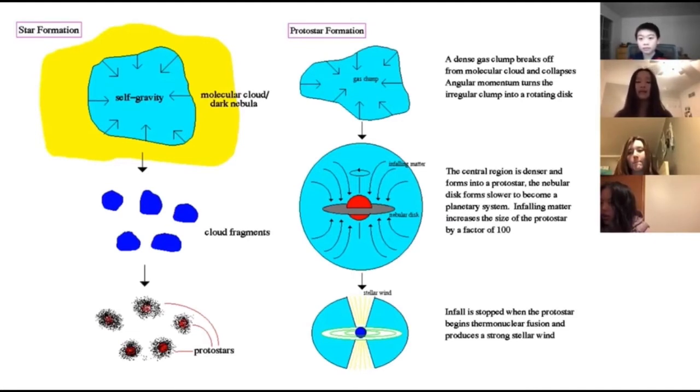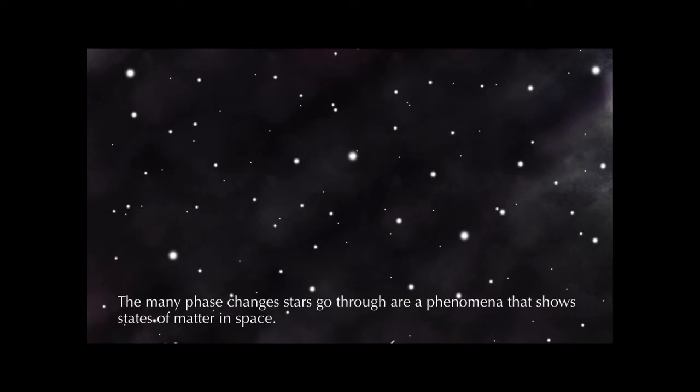Scientists say that other matter inside nebulae can create planets, moons, maybe even entire solar systems, turning a gas into a solid. This phase change of gases to plasmas and solids is an example of states of matter in space. The many phase changes stars go through are a phenomena that shows states of matter in space.